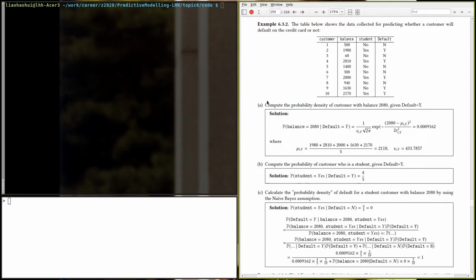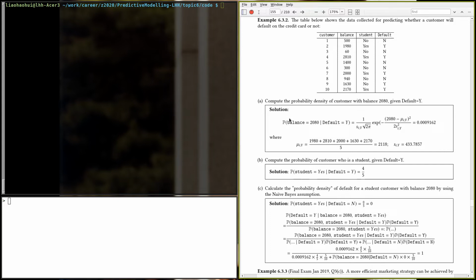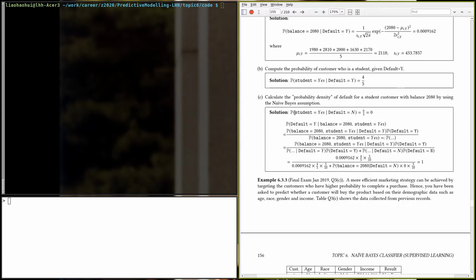Okay, as promised just now, I've corrected the mistake I made in example 6.3.2, part C. As I mentioned just now, if we want to find the probability given balance equals to this and it's a student, using Bayes' theorem it can be written as something like this. The x is actually something unknown, so I just call them dot dot dot.